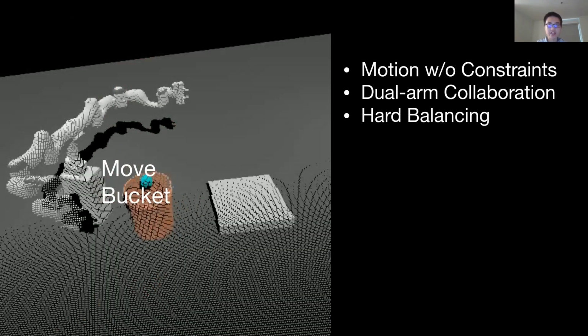In the move bucket task, two robot arms collaborate to lift a bucket and move it to a platform. Note that there is a moving ball in the bucket. This task exemplifies motions without constraints. However, this task is still very challenging because it heavily relies on two-arm coordination, and balancing the bucket ball system is also difficult.